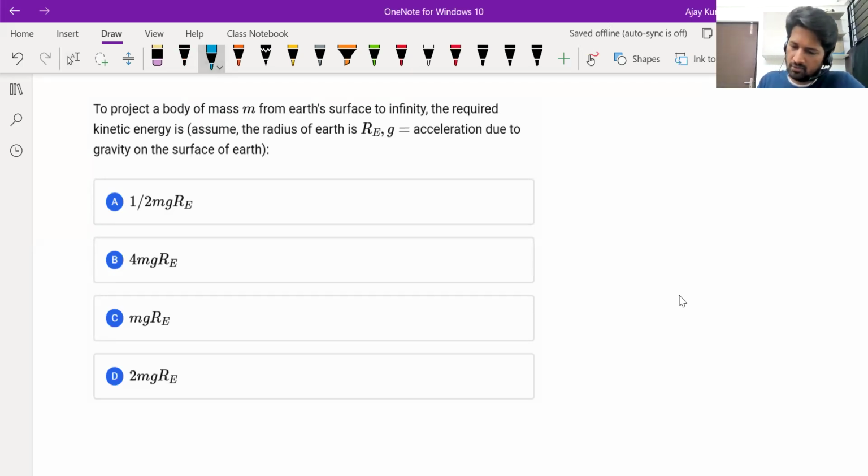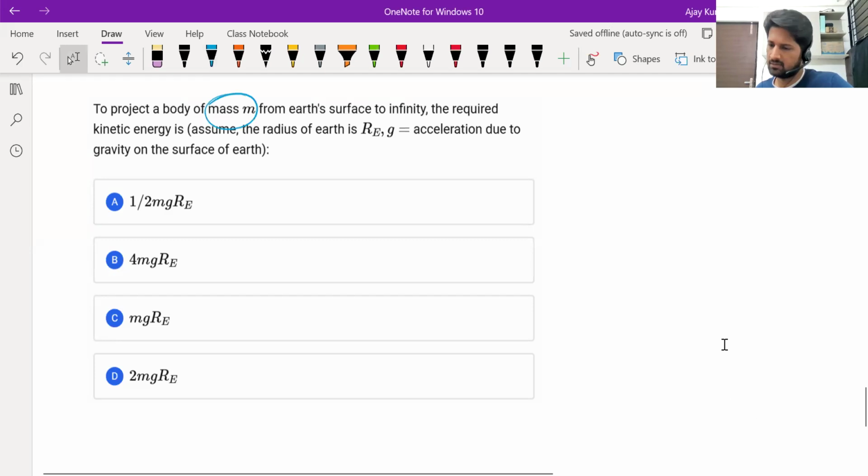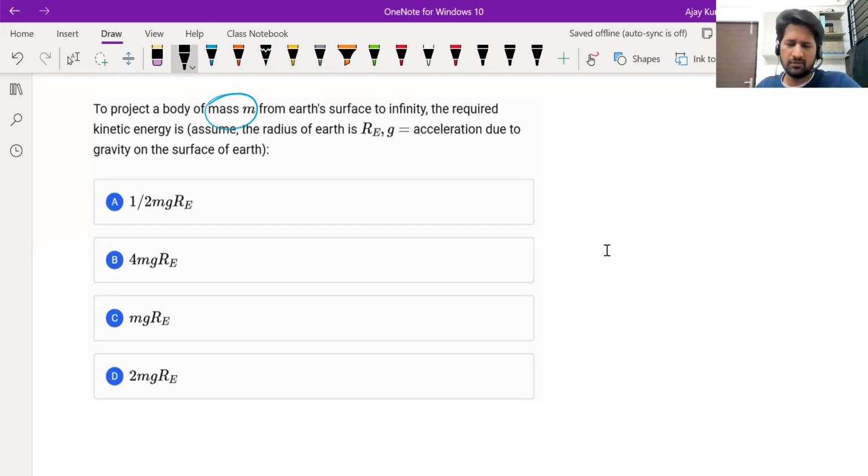To project a body of mass m from the Earth's surface to infinity, the required kinetic energy is how much? This is a simple and straightforward question. If you remember the idea of escape velocity, it's even easier. To send something to infinity, you have to project it with a velocity equal to escape velocity or greater than that also. Actually, they should have asked minimum required kinetic energy, but that's okay.